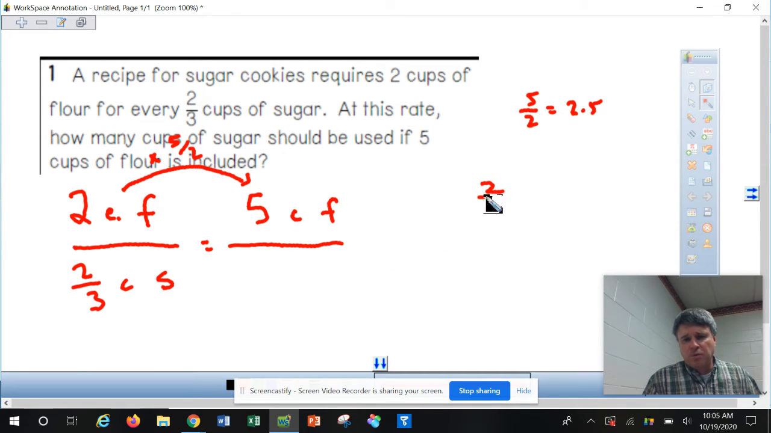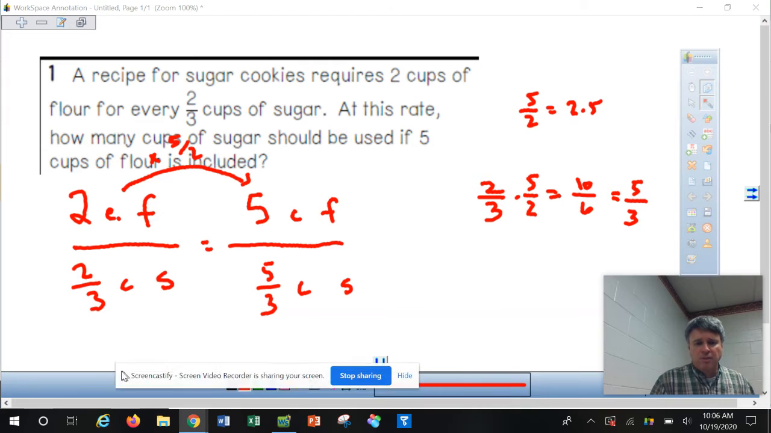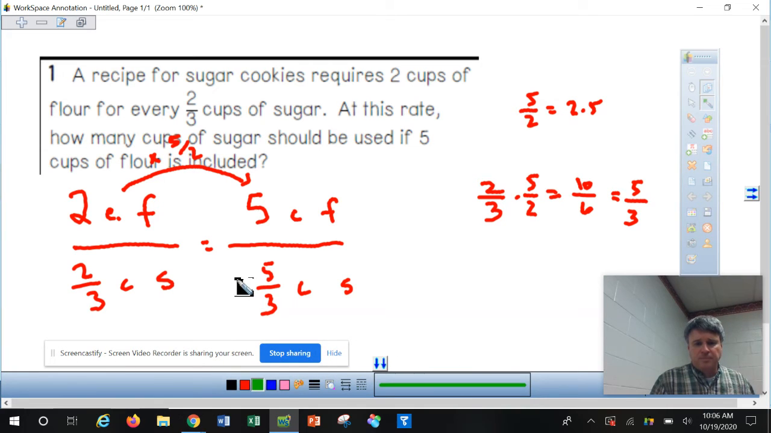So I'm going to come over here and multiply 2/3 times 5 halves. I'm multiplying by the same thing, right? So that's going to be 10/6. That's the same thing as 5/3. So that would be 5/3 of a cup of sugar. And that should be, in my perfect world, the right answer.